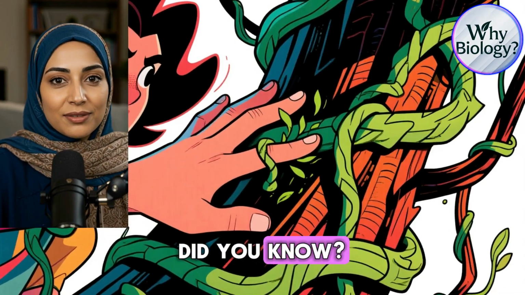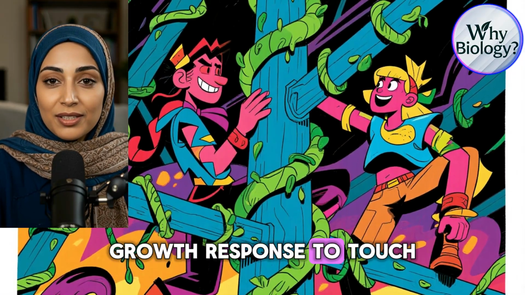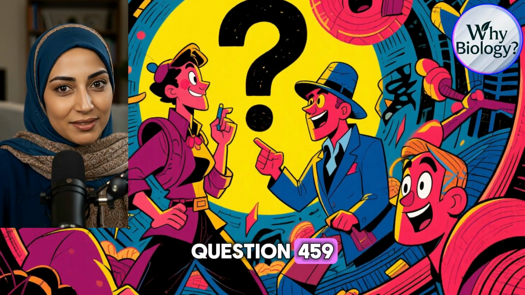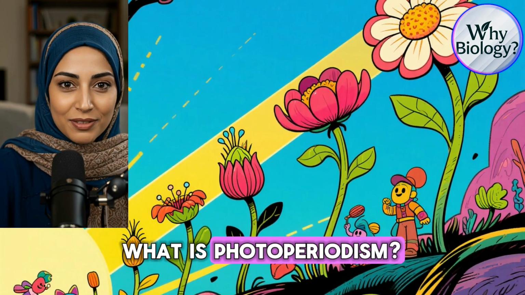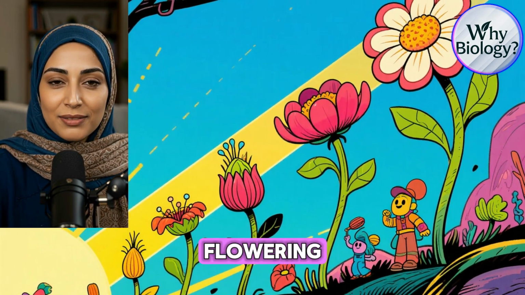Question 458. Did you know? What is thigmotropism? Thigmotropism is growth response to touch, like climbing vines. Question 459. Did you know? What is photoperiodism? Photoperiodism is plant response to day length affecting flowering.